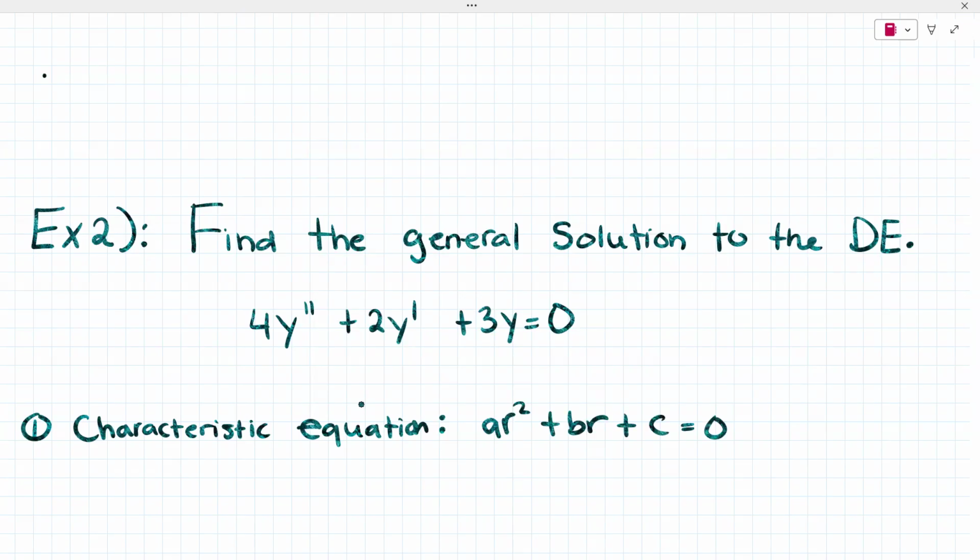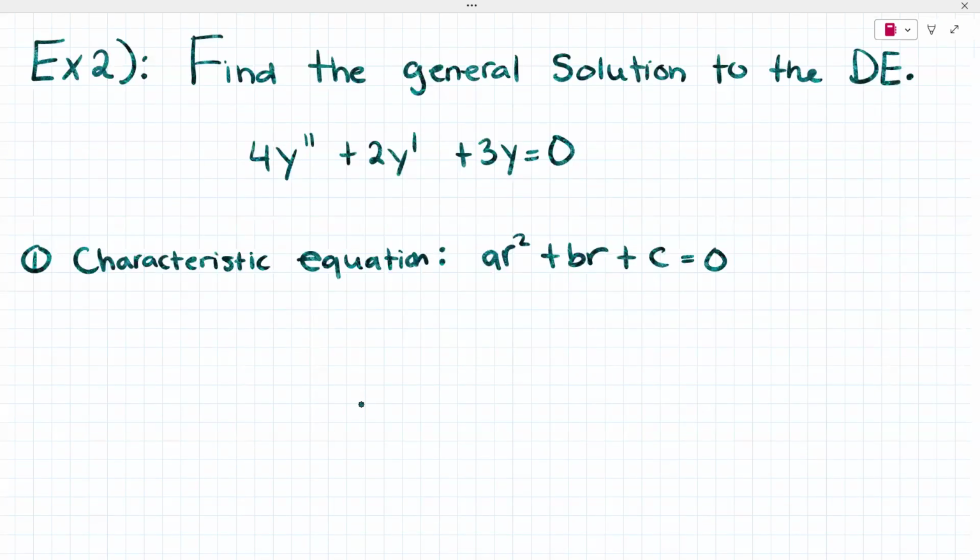Okay, figure out your a, b, and c. So your a is going to be 4. Your b, this should be 24, not a 2. It's actually 24y prime, so my b is going to be 24. And my c, oh my gosh, I wrote it completely wrong. My c should be 37.